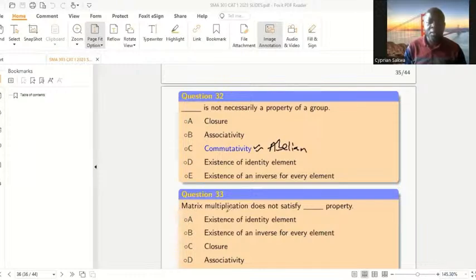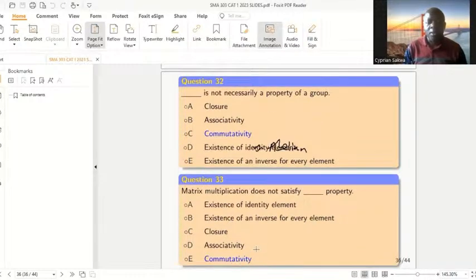At 3, matrix multiplication does not satisfy the commutativity property. So matrix multiplication does not satisfy this, does not necessarily satisfy this commutativity.